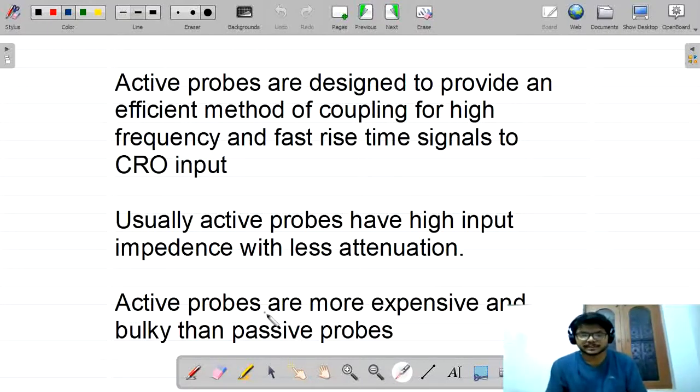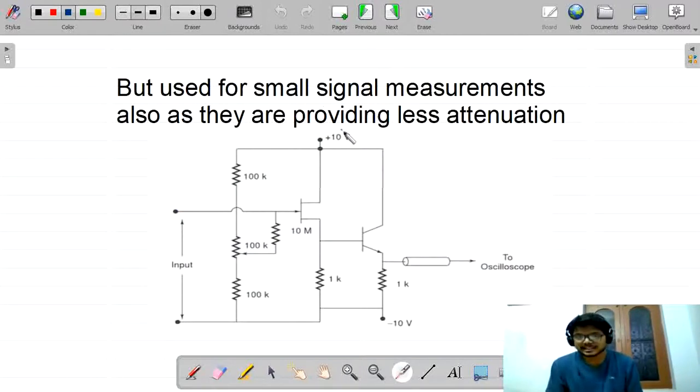Now see, as our active probes provide less attenuation, we can measure very small signals also. It is the major advantage of active probes compared to passive probes. Now from this diagram we can clearly see that it is a FET, it is a BJT, and it is connected with a voltage divider network, and it is given to the CRO. Now from the diagram we will discuss the complete concept of active probes.